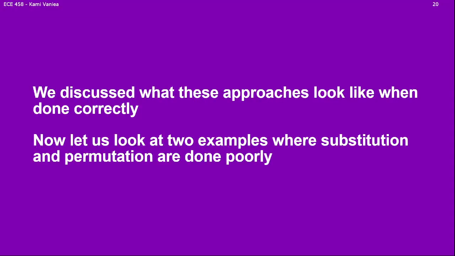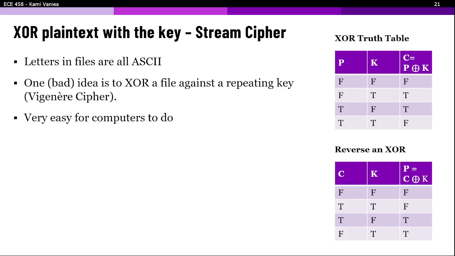All right. To pound some of these lessons into you, sometimes it's just much easier for me to show you what happens when you do this the wrong way. So we're going to go through two examples. One's a substitution and one is a permutation. Both are done wrong.